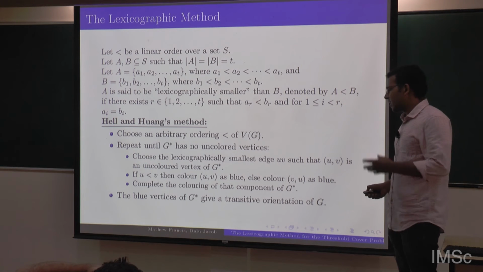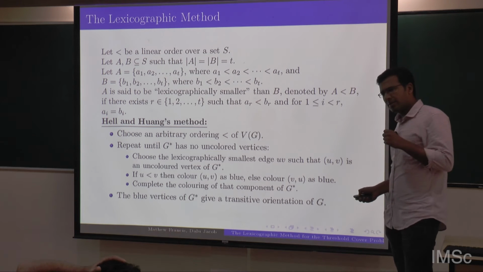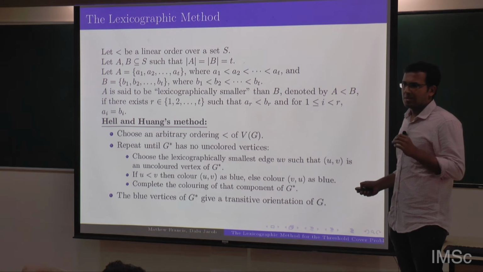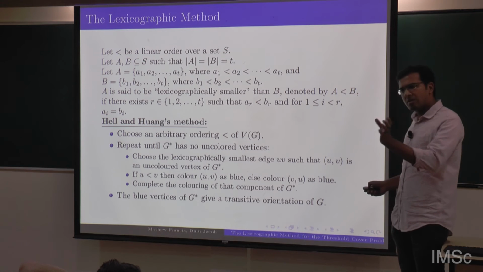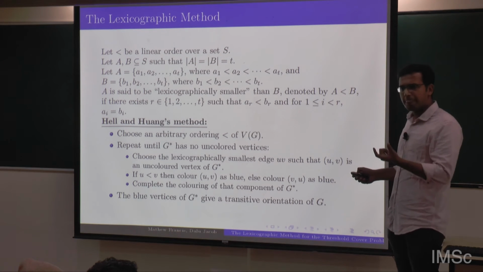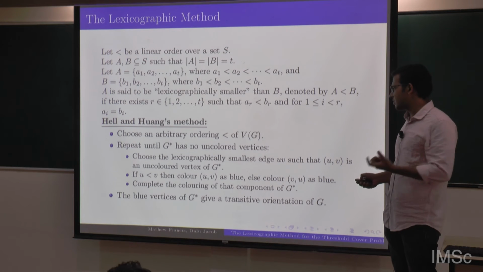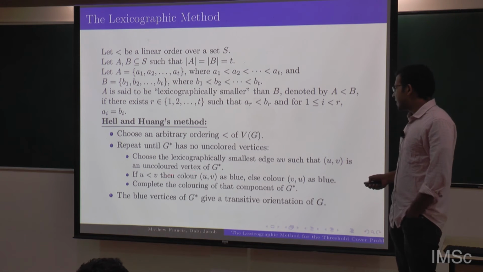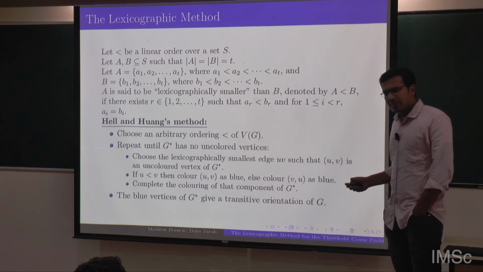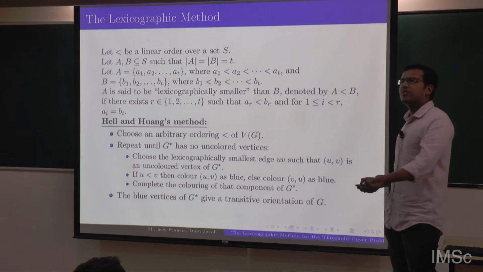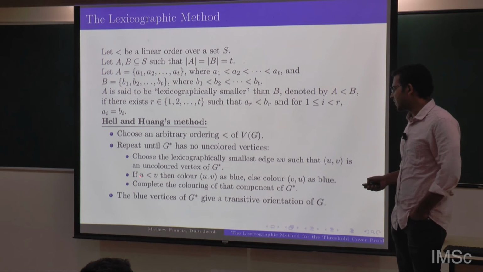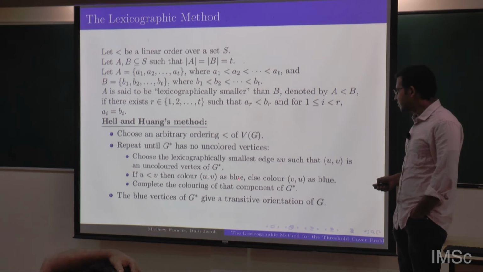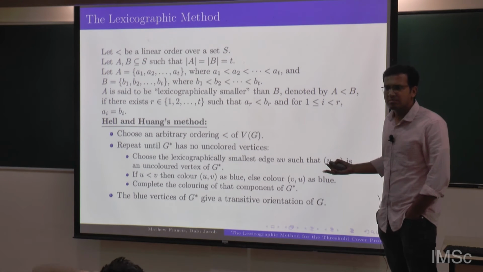So what we do is that among the uncolored vertices of G star, you choose the lexicographically smallest edge. If you look at all edges, they are sets of just two elements. Out of that, you choose the lexicographically smallest edge which is not colored yet. Then you look at that edge and orient it from left to right. This corresponds to saying that if U less than V, then you choose the orientation UV. By coloring that vertex with blue, it just means that I am choosing that orientation and not the other.